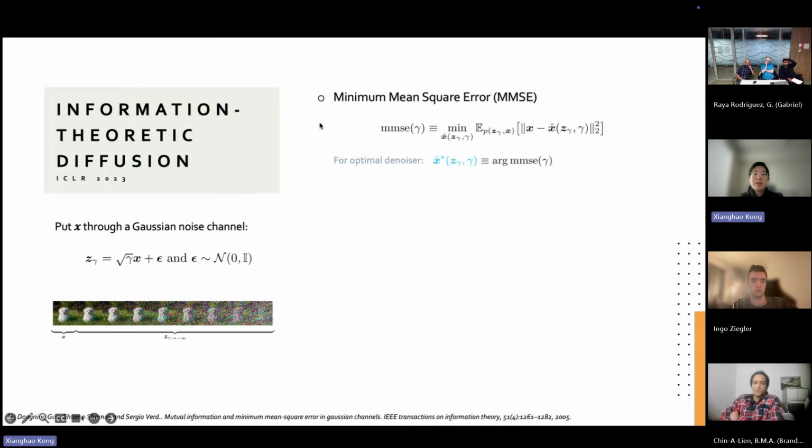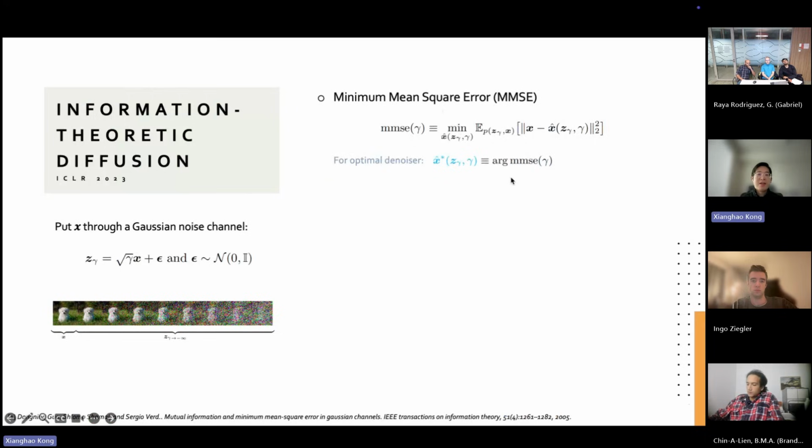So we need to propose a concept here, like minimum mean square error. It's basically like we want to denoise at every diffusion step, right? So we get our estimate X hat. We calculate the MSE between the X hat and the ground truth one. And at every different noise level gamma, we need to calculate this MSE.